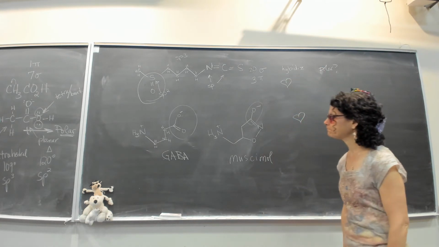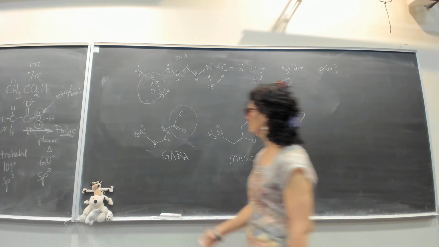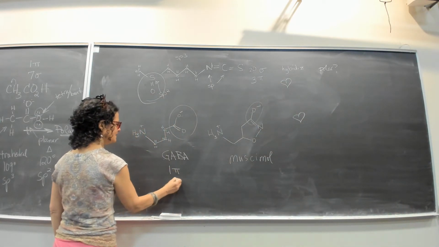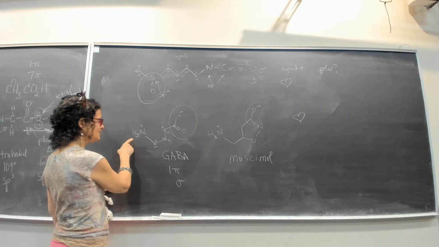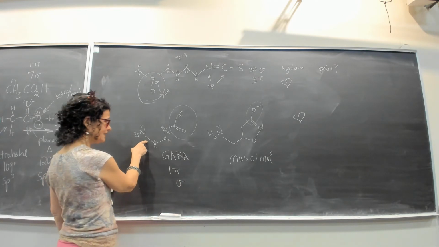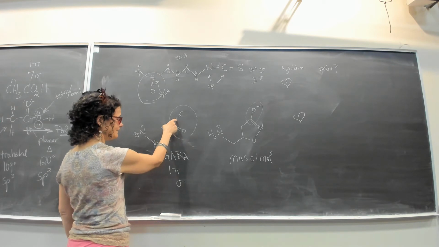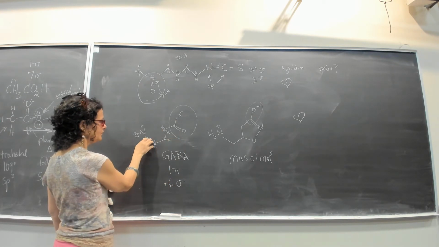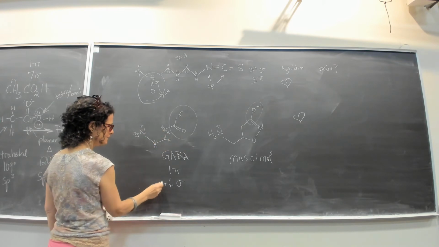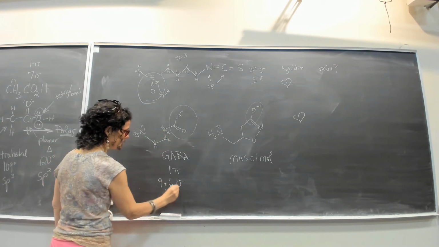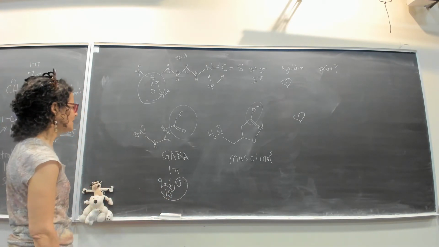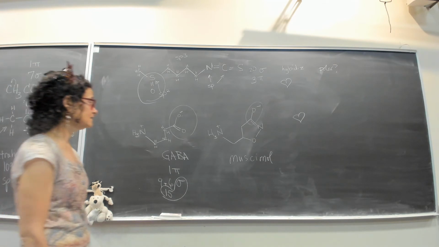But how many pi? 1 pi. And how many sigma? So you can count your lines first. 1, 2, 3, 4, 5, 6. And now you can count all your hydrogens. So 3, 4, 5, 6, 7, 8, 9. So 6 plus 9 is 15. So we have 15 sigma. That's how I go about it. So we can check. 6. All right.